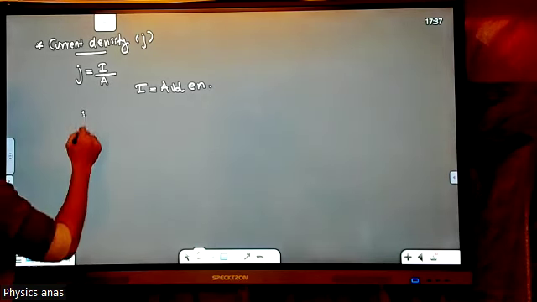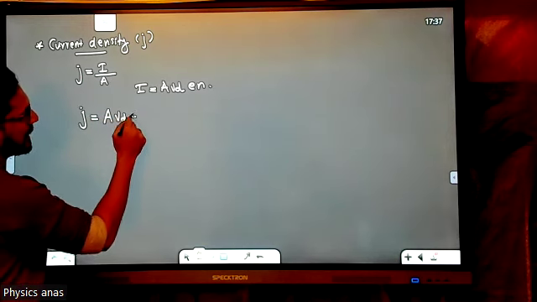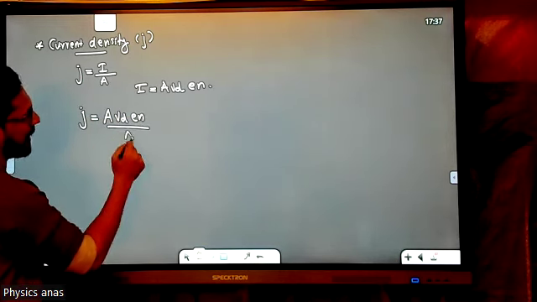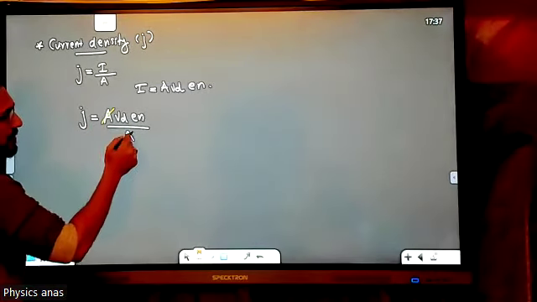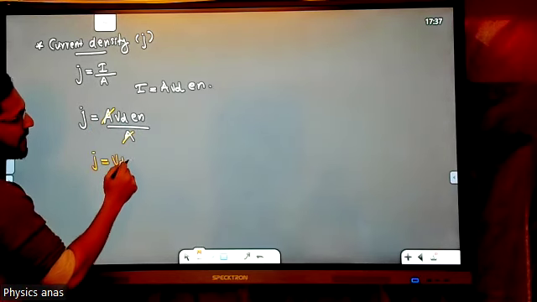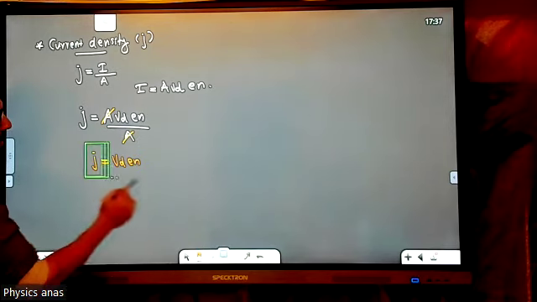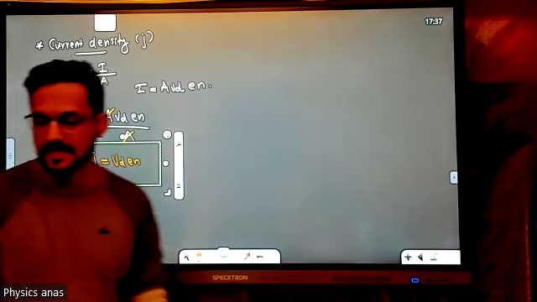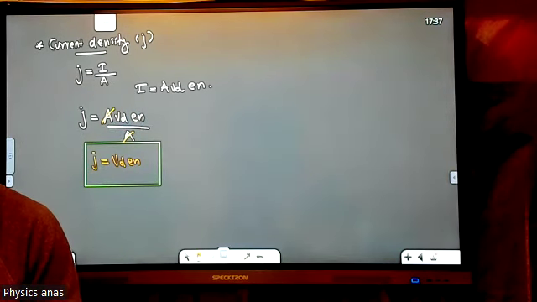Then what will be the equation for current density? A Vd e n divided by A. What will happen now? This A will be gone from the equation. That will leave you with this equation: J is equal to Vd e n. So simple. J is equal to Vd e n. That's our next equation.